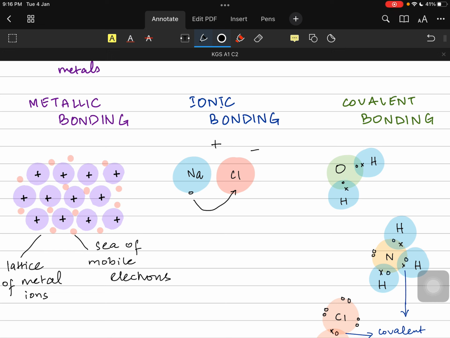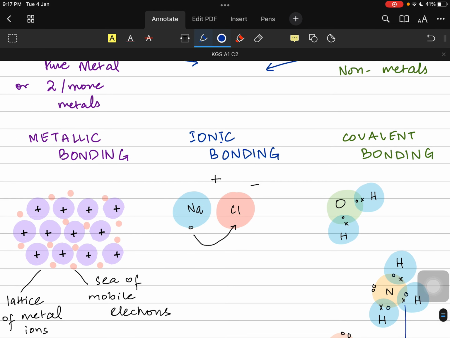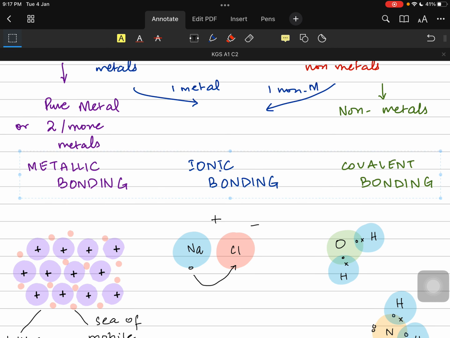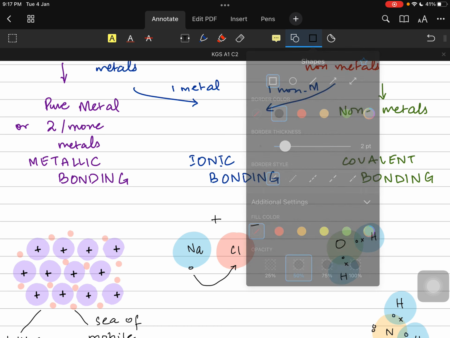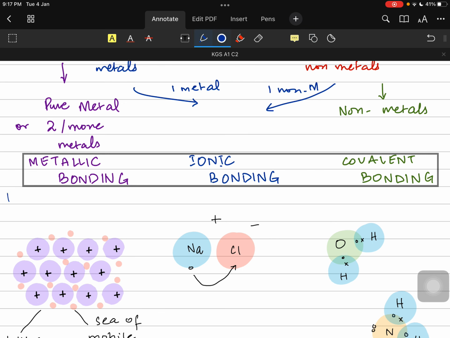So over here, let's write the definition of each individual bonding. In metallic bonding, we can write it over here. I can move this a little on top, and I can put a box around it so we know what's going on. I can write the definition. In metallic bonding, it is a lattice of metal plus ions. They are surrounded by a sea of mobile electrons.